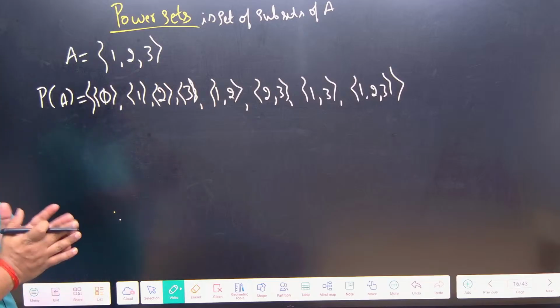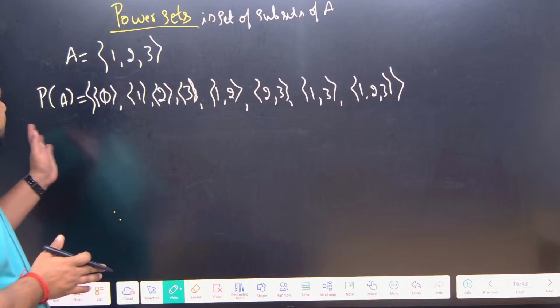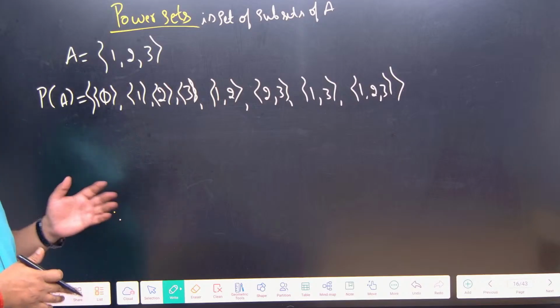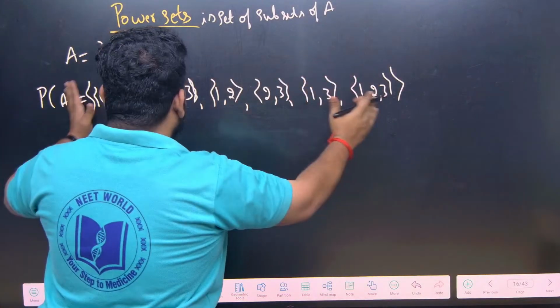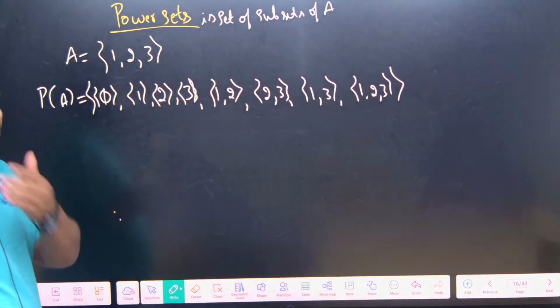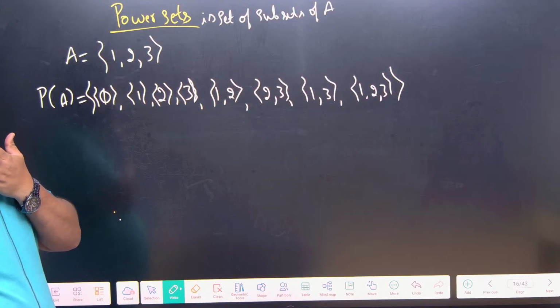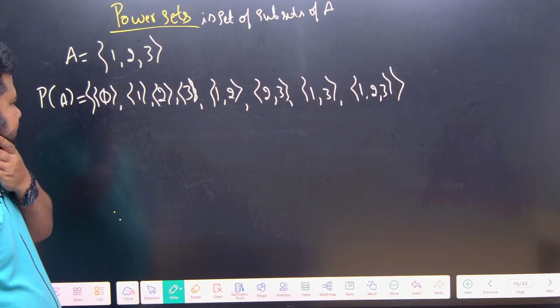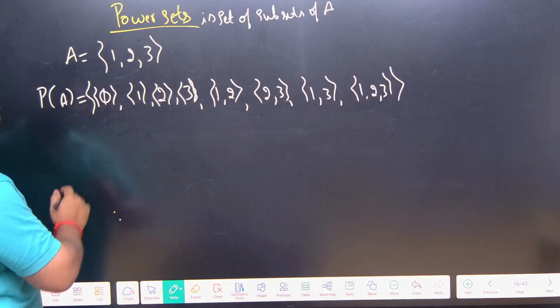If a set A has numerous subsets, then the set of subsets of A, we call it the power set. If we write all the subsets under a single set, that entire set we call the power set. Clear? Now, let us proceed further.